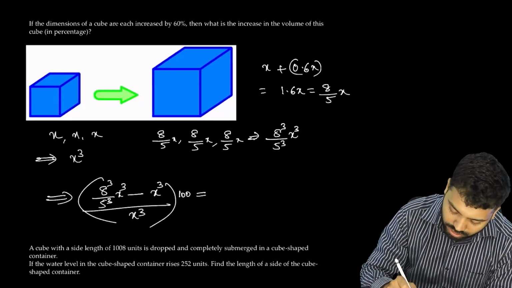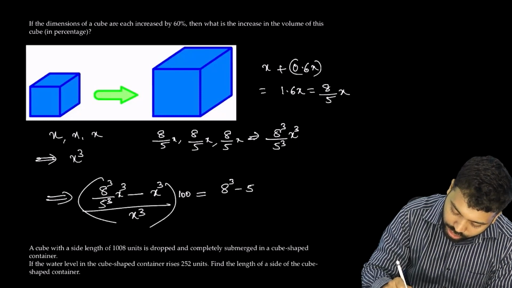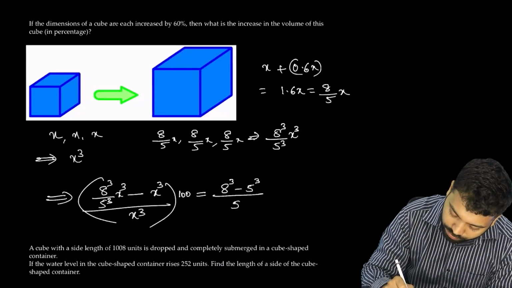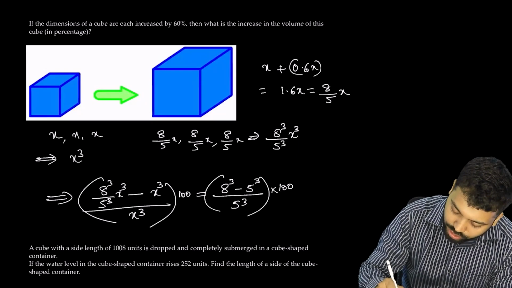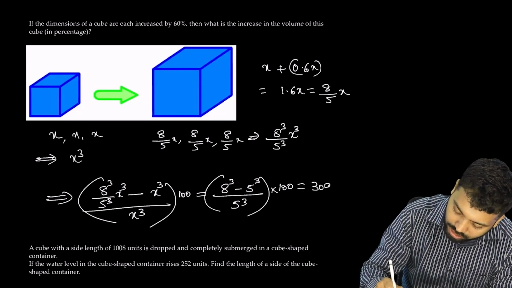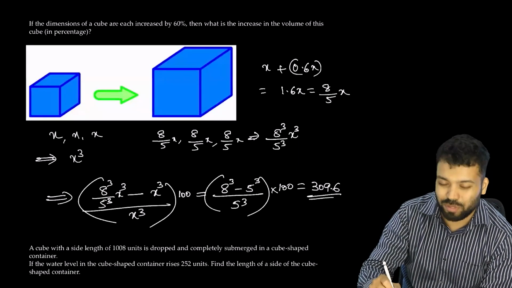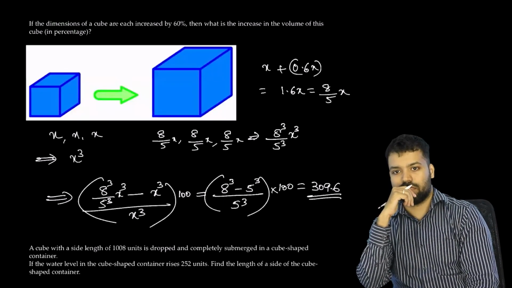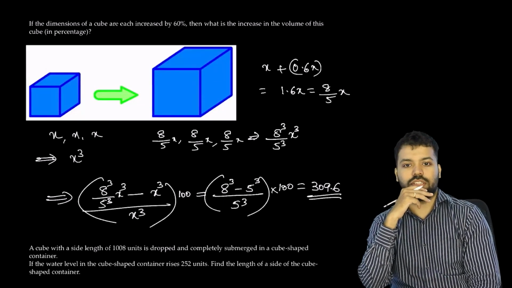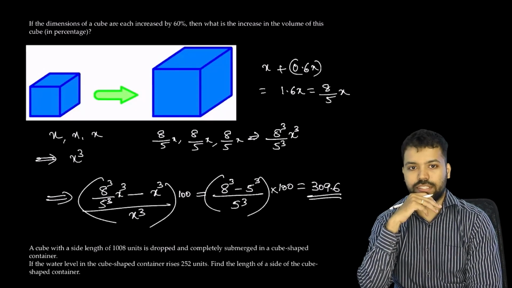If I simplify this and I take 5 cube as the LCM, I get 8 cube minus 5 cube divided by 5 cube into 100. And if you simplify this, you will get 309.6 or something, which is approximately 309%. Okay, so this is how you solve this problem. So the answer is approximately 309%.